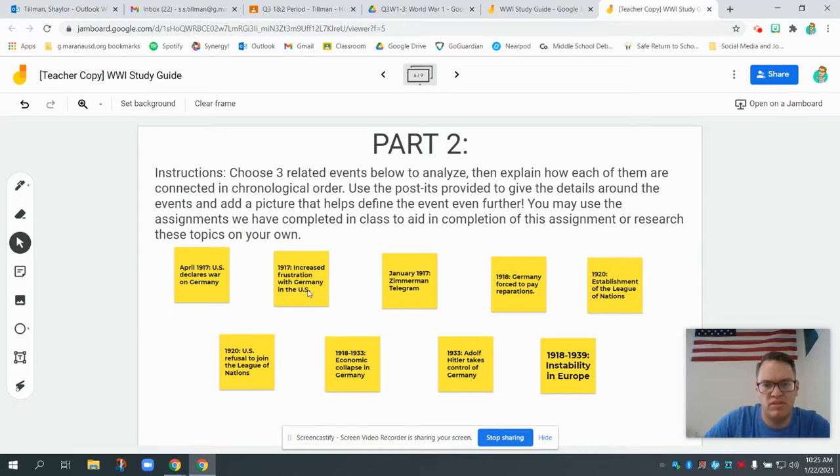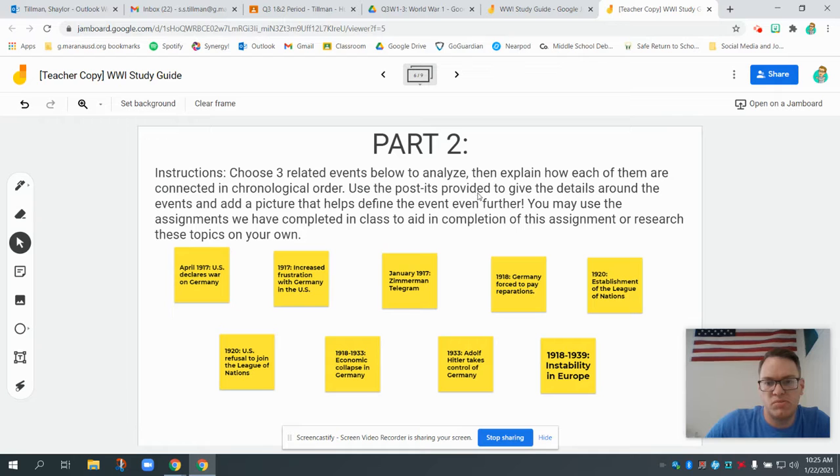All right, the next piece. Part two, you see all these post-its down here. You're not going to directly interact with those, although you can. So you're gonna part two. Your instructions are choose three related events below to analyze, then explain how each of them are connected in chronological order. Chronological order is very important here. Chronological means that it's in order. So the year 2019 comes before 2020, and then 2020 is followed by 2021. We obviously would not say that 2021 came before 2019, and we definitely don't want to do 2020 again. So don't put that in the future.